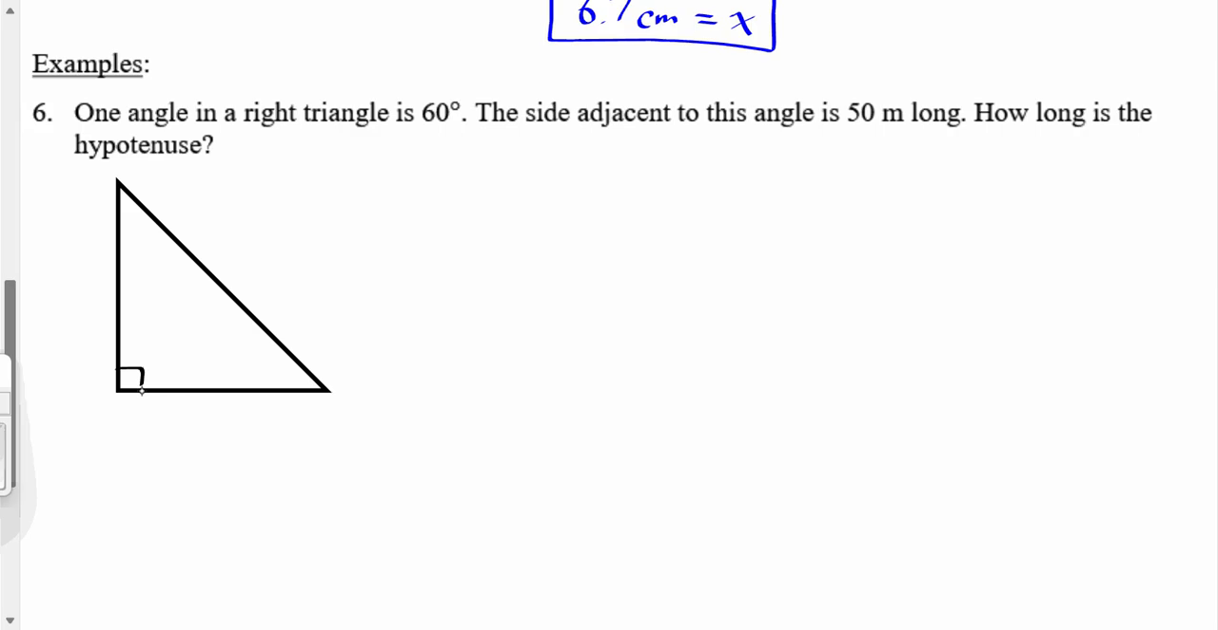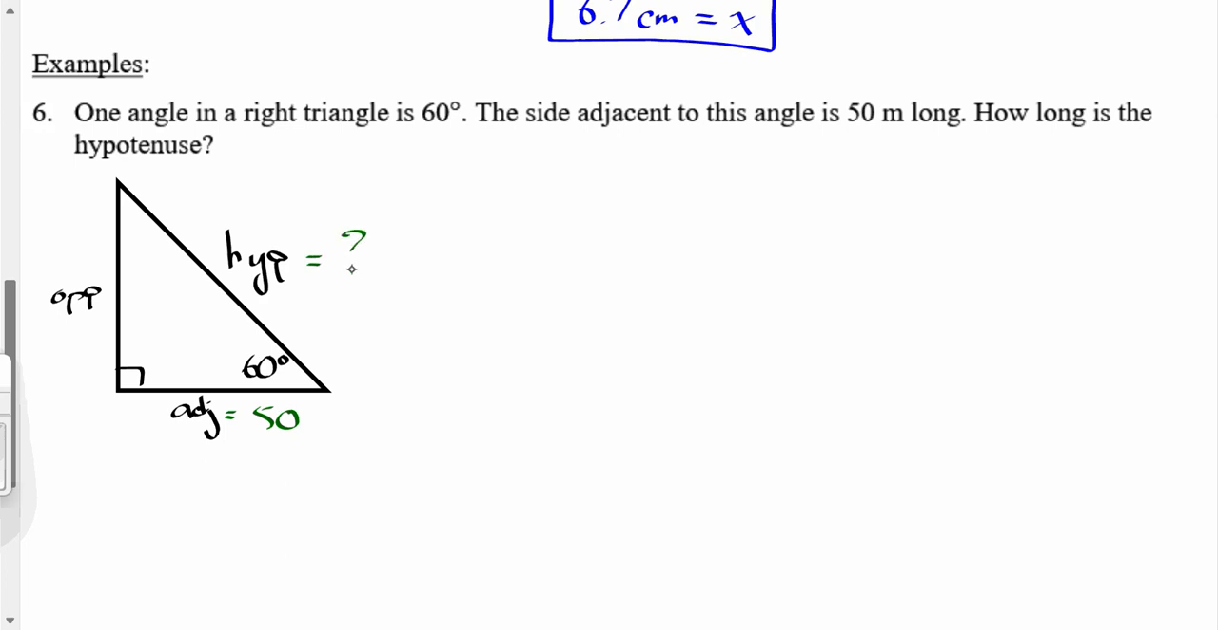I'd recommend you always sketch a diagram if you're not given one. So here I'm not given a diagram, I'm told one angle is 60 degrees, so I'll fill that in. 60 degrees. And the side adjacent, so relative to the 60, this is adjacent, this is opposite, that's hypotenuse. So the adjacent side is 50. I want to know how long the hypotenuse is.